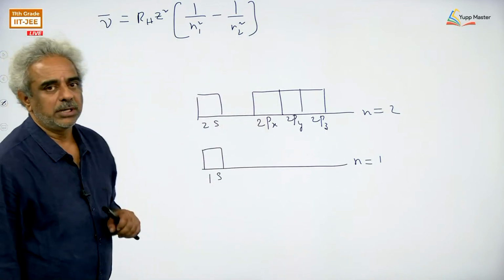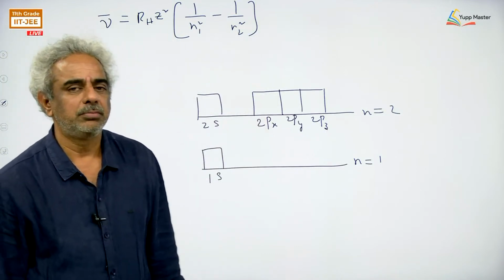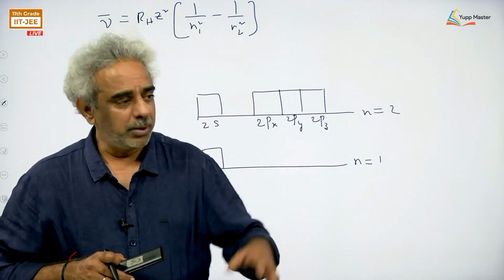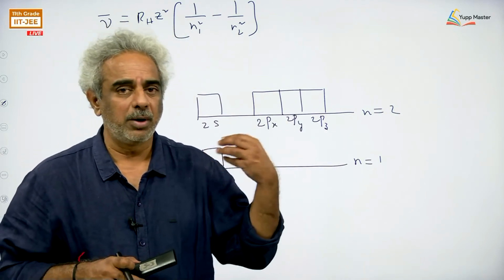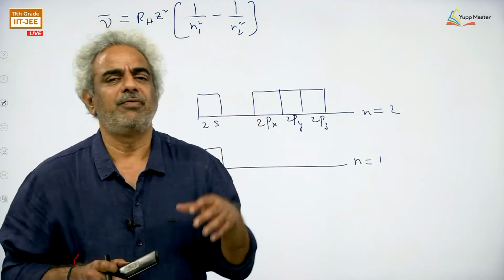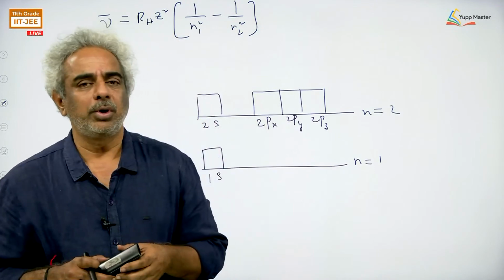See, this equation is totally correct as far as the hydrogen spectrum is concerned. We are able to explain how many spectral lines are formed, what the energy of a spectral line is for a given transition, everything accurately you are able to calculate.